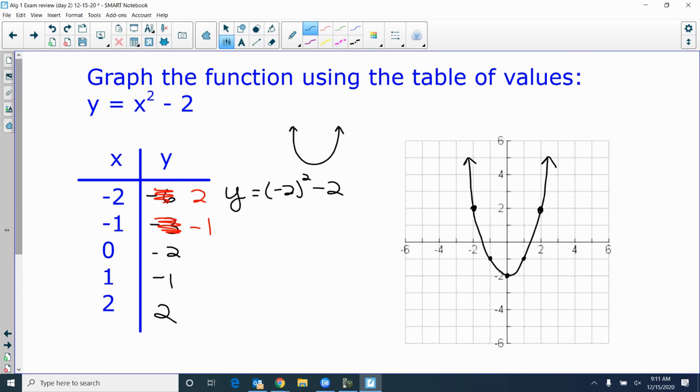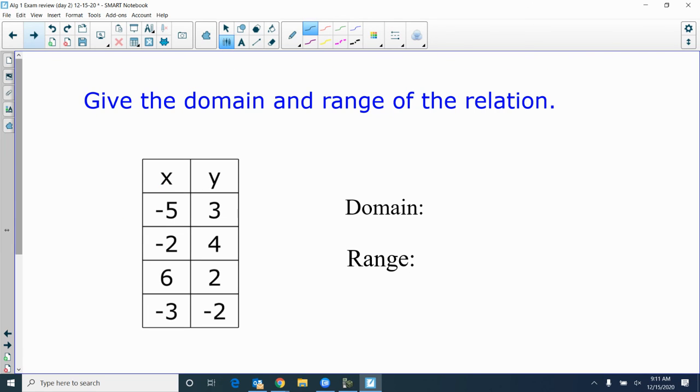All right, Morgan, you caught up? Yeah. I said Wednesday, you said yeah. No, I didn't. Give the domain and range of the relation. Wait, can you go back real fast? Yep. I cannot see those.